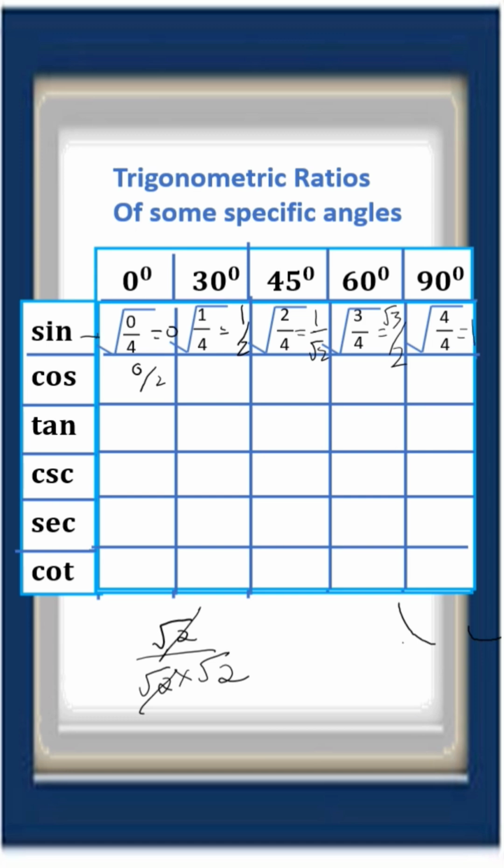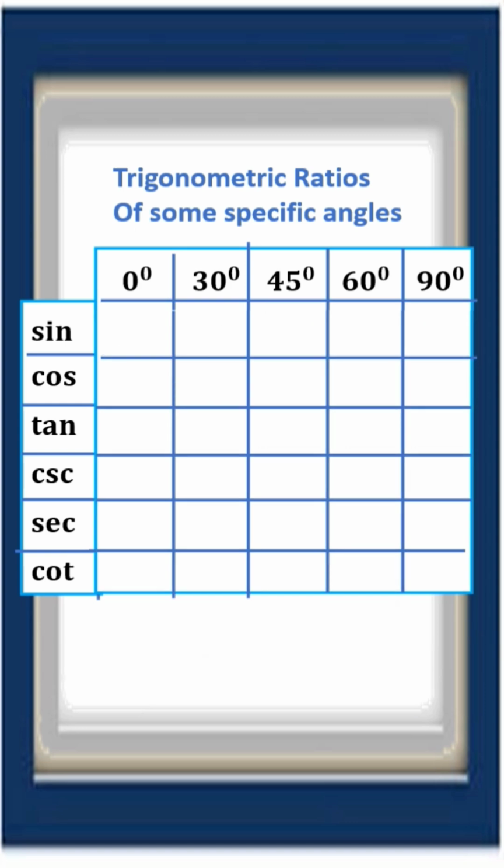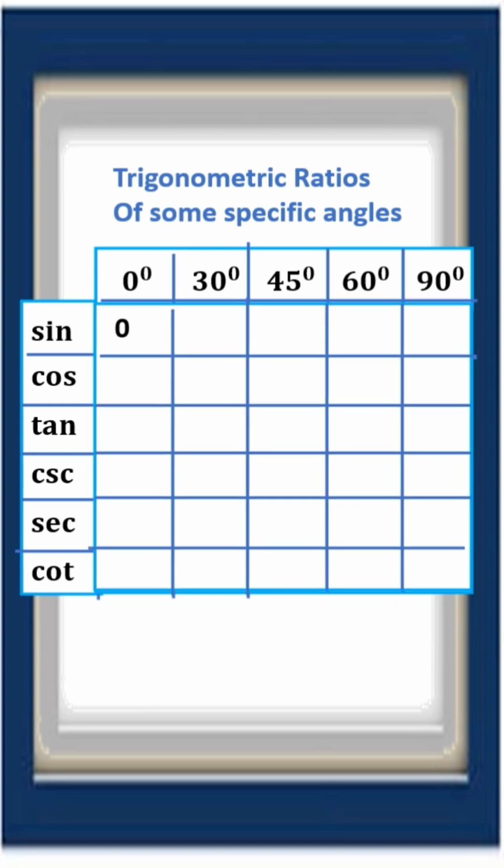Now let us write the things very neatly. So sin 0 is 0, sin 30 is 1 by 2, sin 45 is 1 by root 2, sin 60 is root 3 by 2, sin 90 is 1. Now just reverse this order: 0, 1 by 2, 1 by root 2, root 3 by 2, 1 becomes 1, root 3 by 2, 1 by root 2, 1 by 2, 0. So cos 90 is 0.